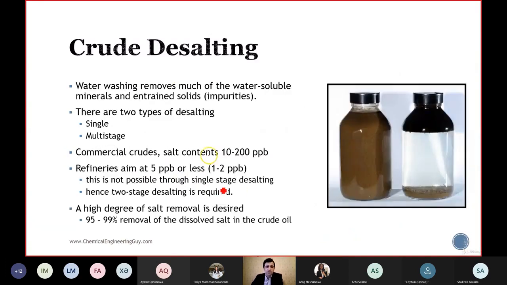And then the commercial crude salt content is around 10 to 20 ppb. What is ppb? Parts per billion. Yeah. So it is 1000 ppm. What is ppm? Parts per million. Yeah, exactly. So then 1 ppm, how many percentage is it?